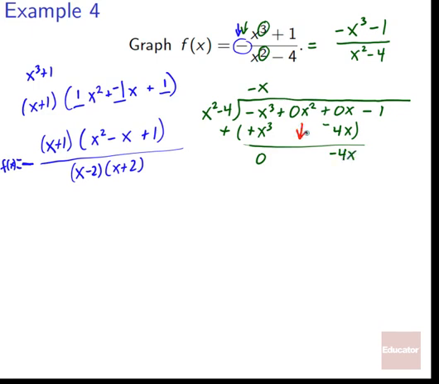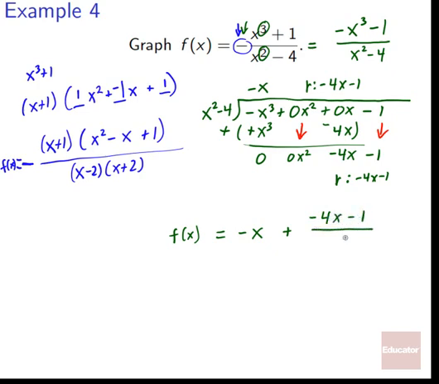We bring things down. We got 0x squared minus 1. So we've got a remainder of negative 4x minus 1. And what came out was negative x. So what we've got is that f of x is also equal to, can be written in the form negative x plus its remainder of negative 4x minus 1 divided by x squared minus 4. Great, so now we've been able to figure out what the slant asymptote is. The slant asymptote is this negative x right here.